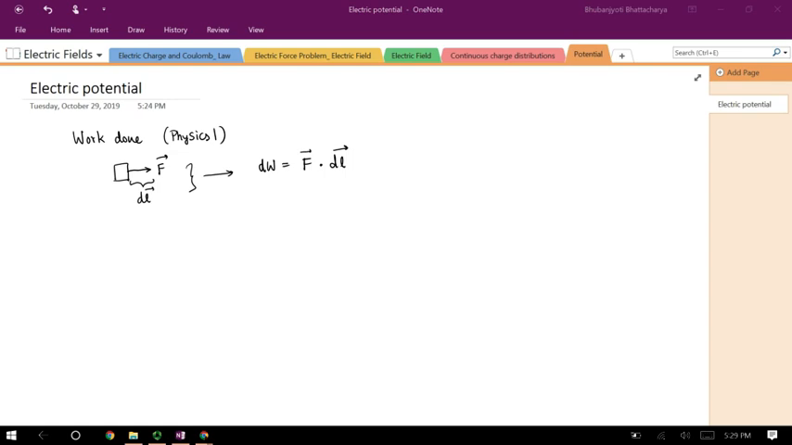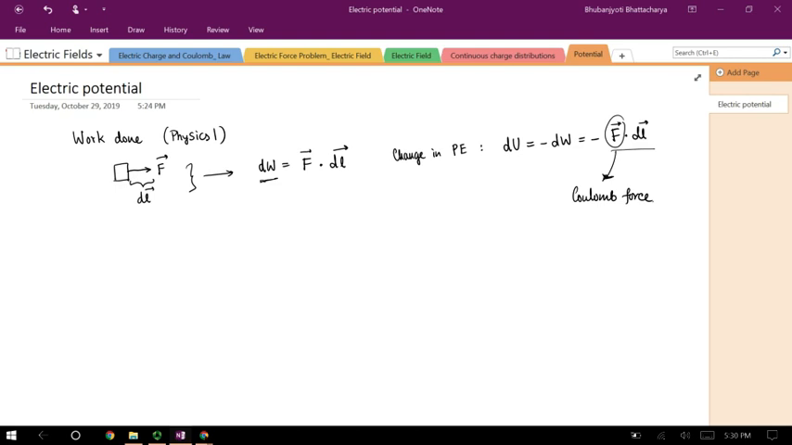And we also know that the change in potential energy, let's call it PE, when this amount dW of work is done, looks like dU equals negative dW, which is equal to negative F dot dl. This is the idea of work and potential energy. We're going to use this idea now for electric charges, where the force will come from the Coulomb force that we have been talking about so far.